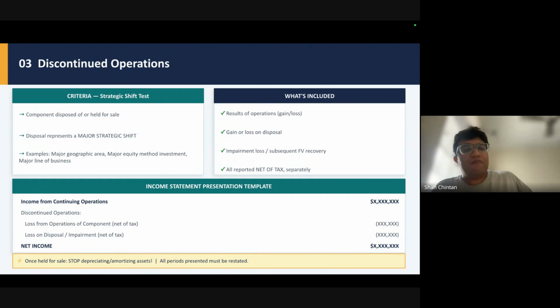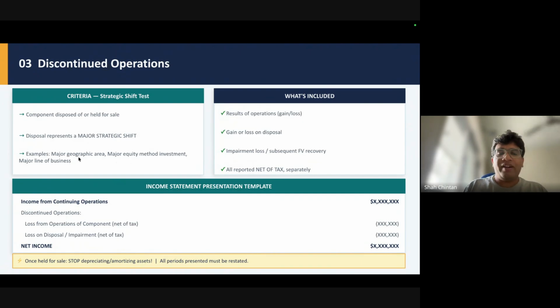So 3 points. Number one, the component is already gone, or you have decided and put it up for sale. It should be a major strategic shift. It could be a geographical area, a huge investment, or a major line of the business.